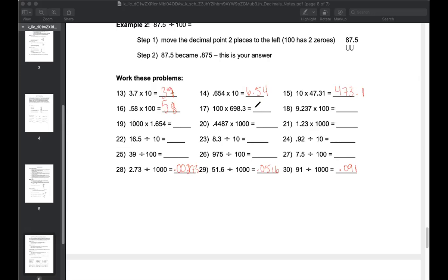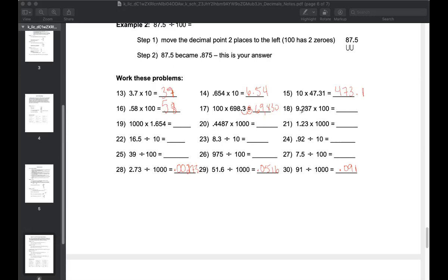You're moving it 2 places to the right. So that's 1 place. You have to move it 1 more time. You have to add a 0. Oh, okay. Got you. So it's going to be 69,830. Okay, so what about number 18?